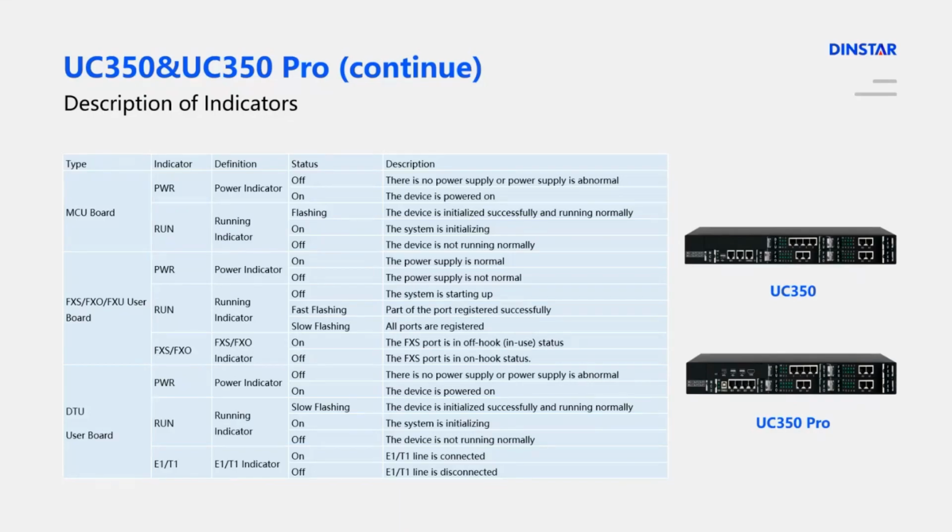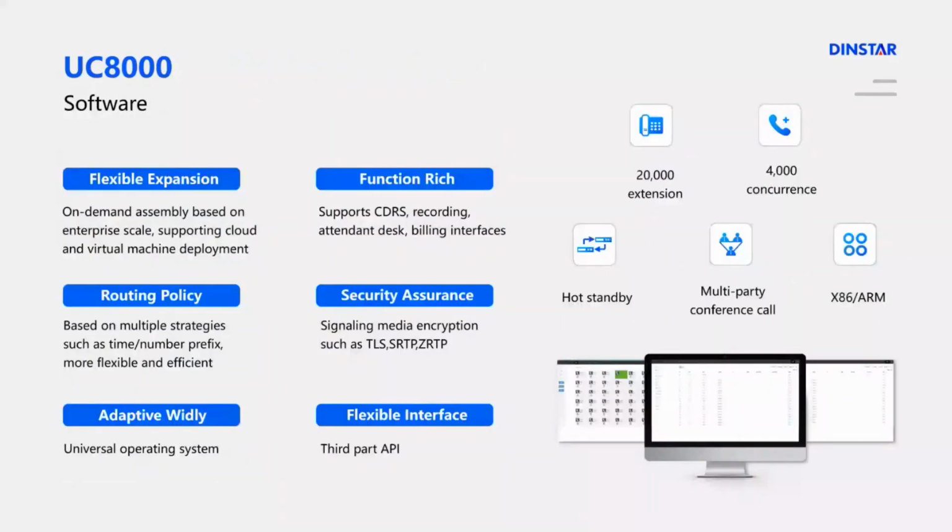Yeah, and about our UC8000, it's a software-based IP PBX built for large organizations. It supports up to 20,000 extensions and 4,000 concurrent calls. It's perfect for multi-branch enterprises and can be deployed on premise, in virtual machines or the cloud, and you can expand the features on demand based on your business size, with rich features like hot standby, multi-party conferencing, and third-party API integration for custom workflows.